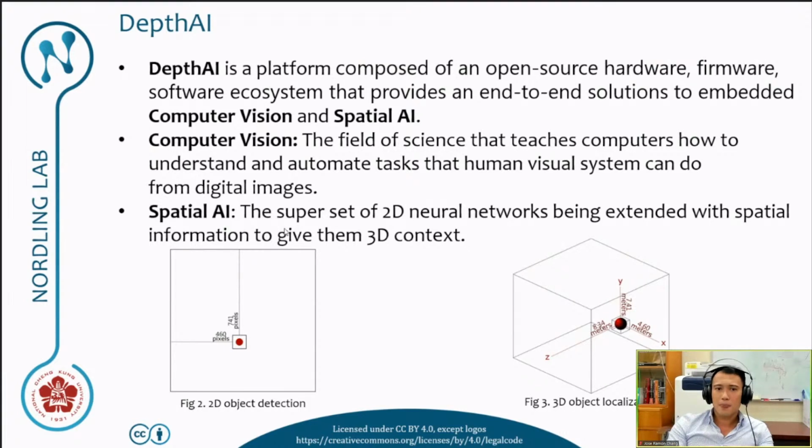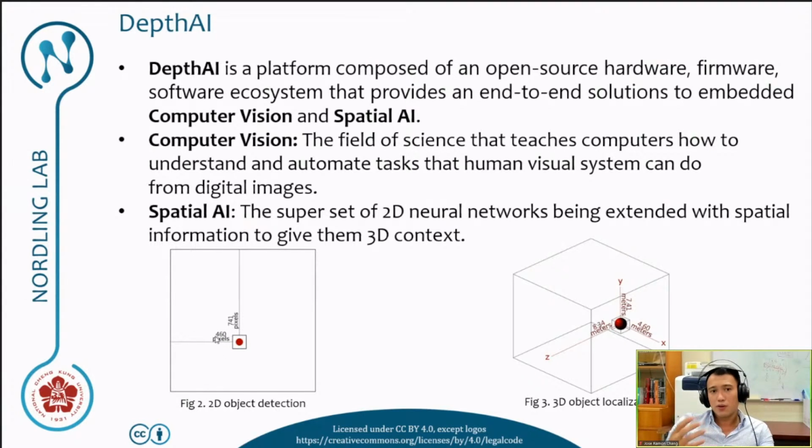And spatial AI, as defined by Depth AI, is the superset of 2D convolutional neural networks being extended to 3D by giving them spatial information. So what is that? Here, for example, as we can see in figure 2, let's say that we have a neural network that has been trained on 2D images, and these images contain a red ball in the frame, and the objective of the neural network is to locate that red ball, right? It's an object detection network.